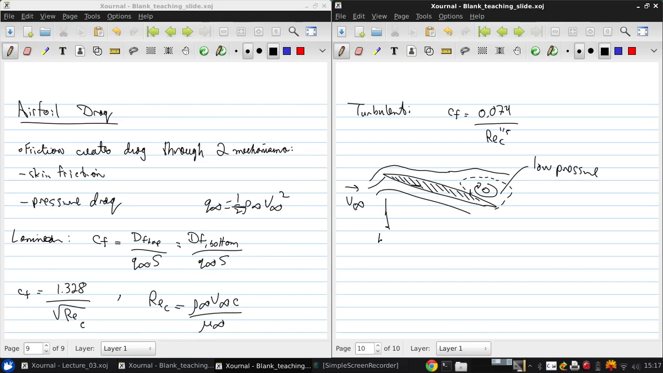Here at the front, we have high pressure because it's near the stagnation point. And the combination of these two leads to a net force in the flow direction, which is pressure drag.